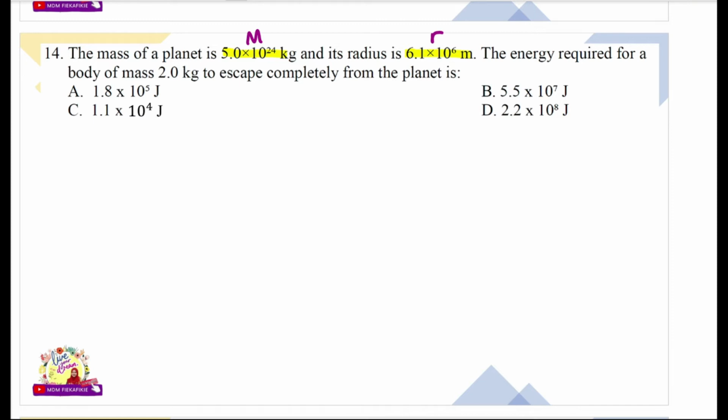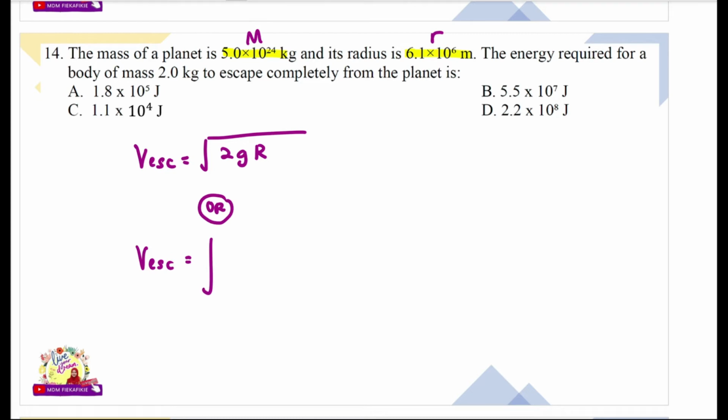Okay, so we can straightly use equation V escape lah. This is very simple. Square root 2gr of the planet, ataupun you kata nak guna formula satu lagi, V escape is equal to square root 2GM over r. So dia merujuk kepada planet ni. So M ini adalah mass of the planet and r is the radius of the planet. Okay, you nak guna mana-mana pun boleh, tak ada masalah. Nak guna yang ini pun boleh.